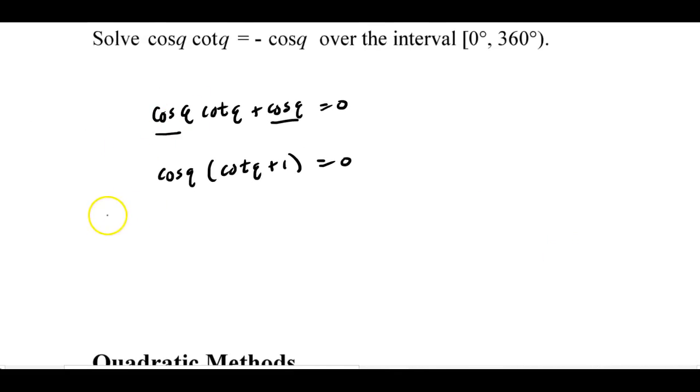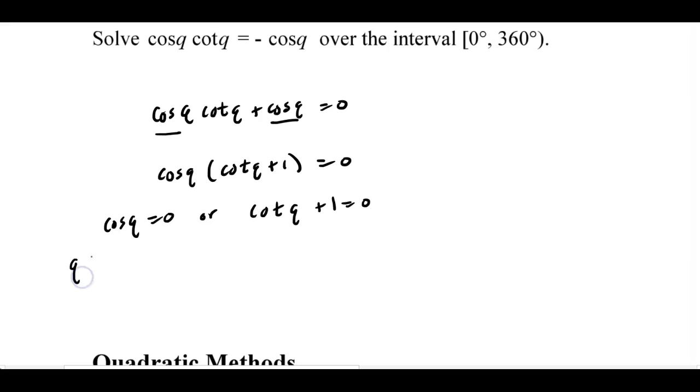When I do that, we end up with two linear equations, two equations that are linear in form, that we can now solve for q using the strategies that we saw in example number 1. Now, for this first one, I want to find all the values of q such that the cosine of that will equal 0 between 0 and 360.